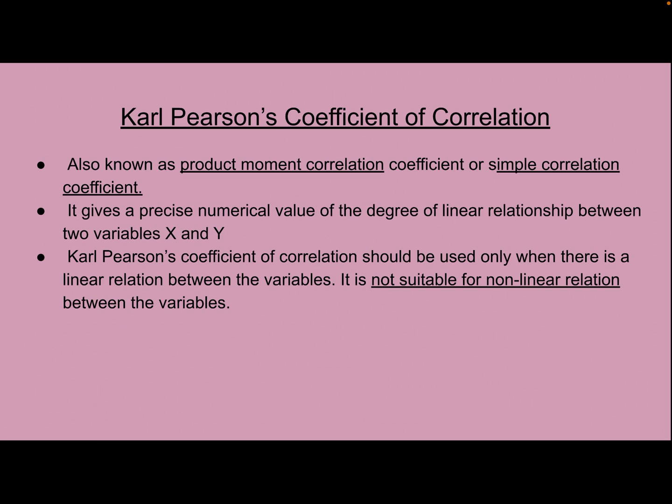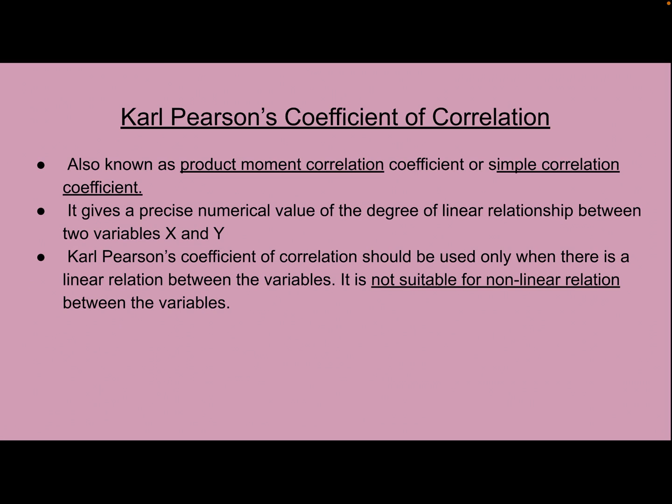Number 1 is the product moment correlation coefficient, or simple correlation coefficient. If you remember, simple correlation was a type where we used to study only two variables. It gives a precise numerical value of the degree of linear relationship between two variables x and y.